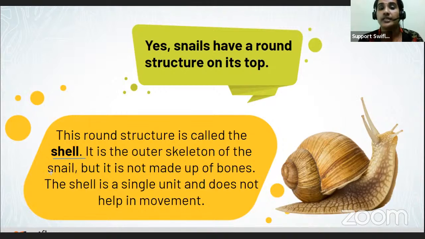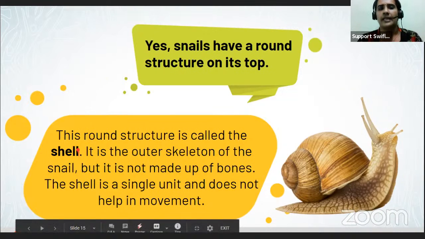It is the outer skeleton. The shell is the outer skeleton of the snail, but it is not made of bone. Is it made of bone? No, it is not made of bone. The shell is a single unit and does not help in movement. Understood? It doesn't help in the movement, but it is present on the body of the snail.